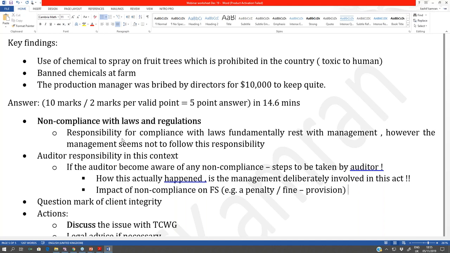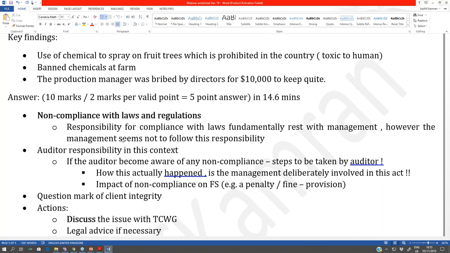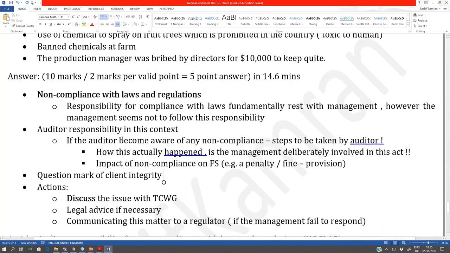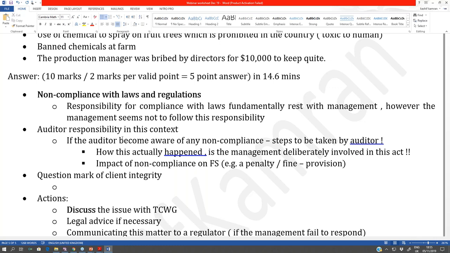So the auditor will be concerned about how this happened. Is the management deliberately involved? Because if the management is deliberately involved, it will bring a question mark on the client integrity. Is there any impact on the financial statements, like a penalty or a fine and a provision to be recognized? So the auditor needs to fulfill his set of responsibilities. Then obviously there is a question mark on client integrity. And when there is a question mark on client integrity, that increases the risk in the audit.